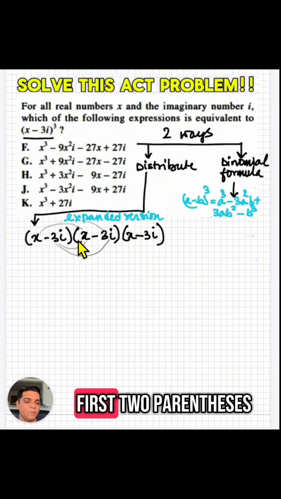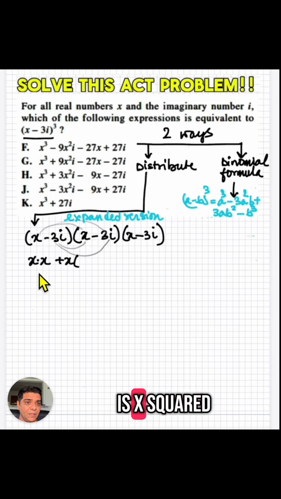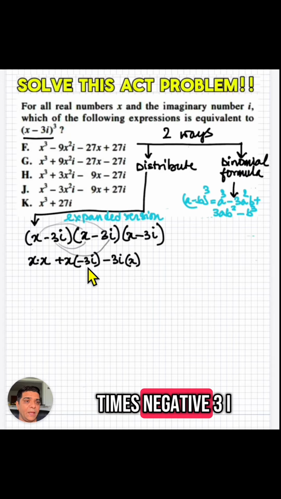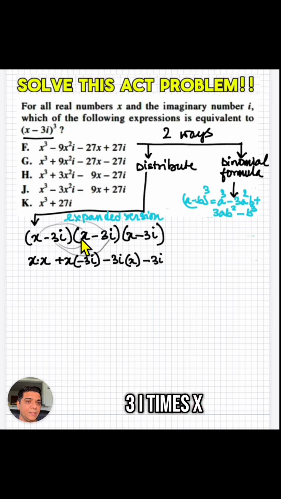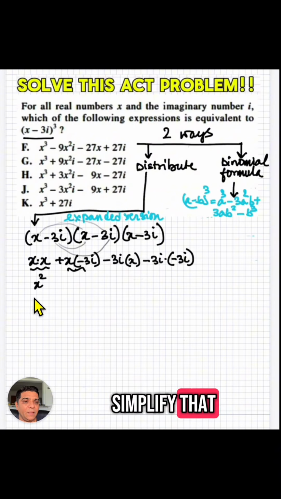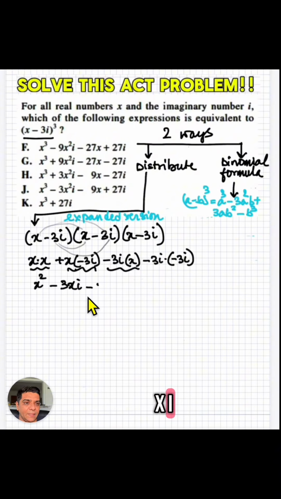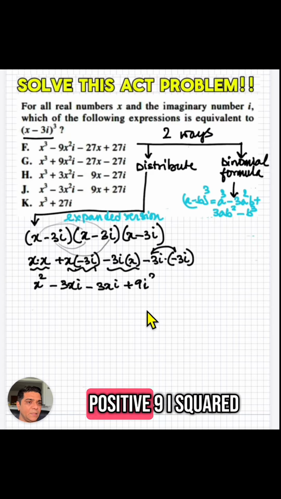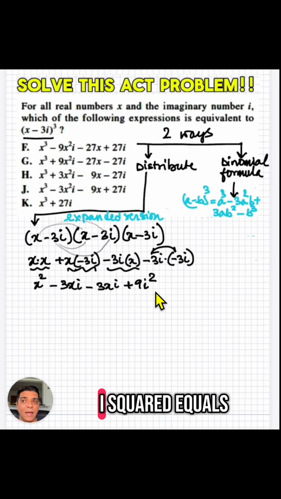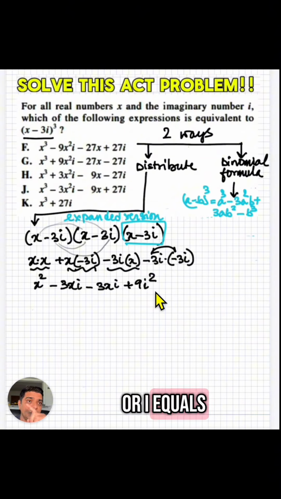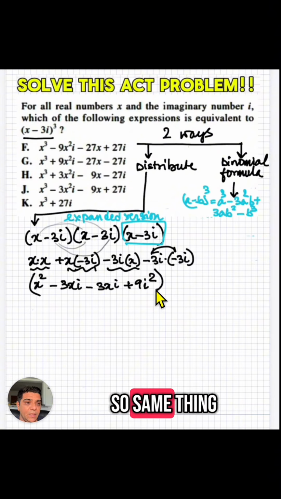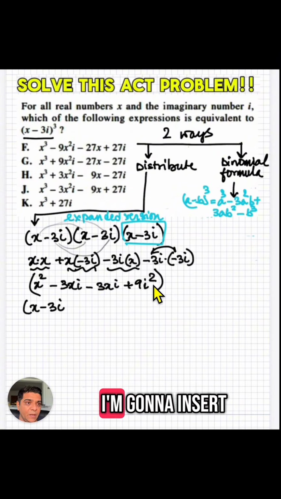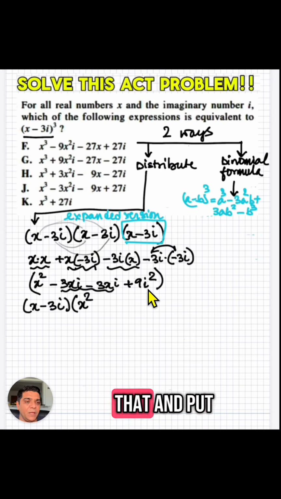So let's go ahead and distribute the first 2 parentheses and see what happens. x times x is x squared, and then x times negative 3i, and then negative 3i times x, and then negative 3i times negative 3i. So I'm going to simplify that. That's x squared, minus 3xi, minus 3xi again, and then positive 9i squared. Now remember that i squared equals negative 1, or i equals the square root of negative 1. I'm going to substitute that and put negative 1 there instead of the i squared.